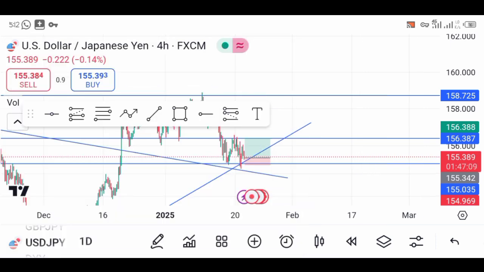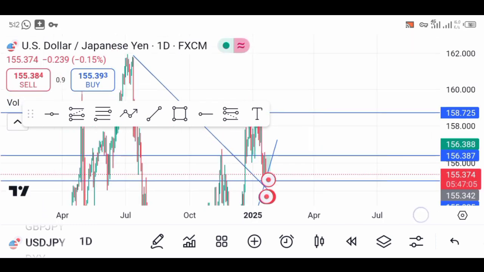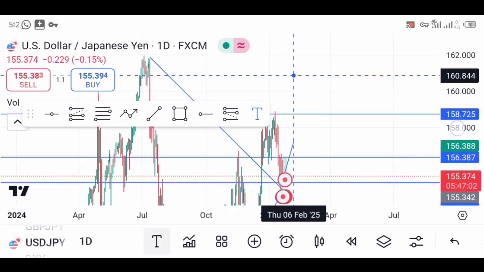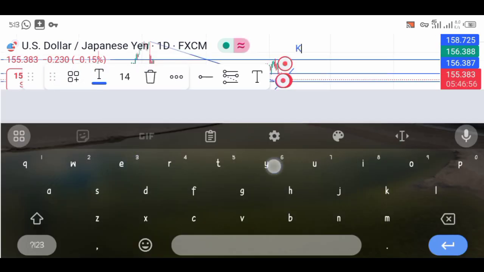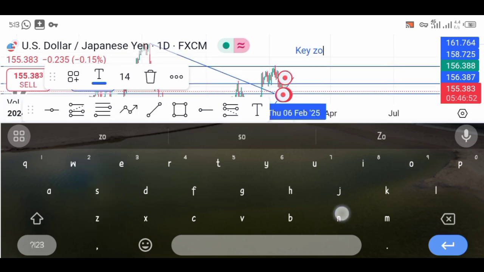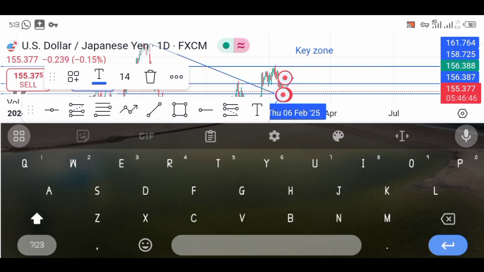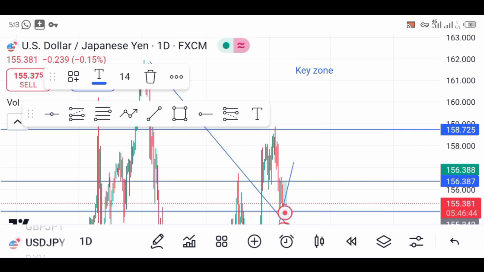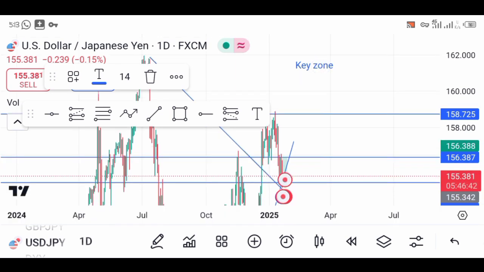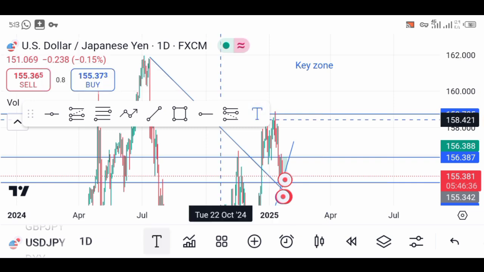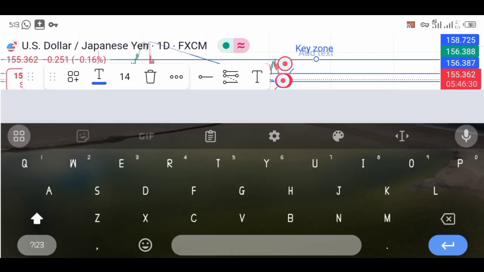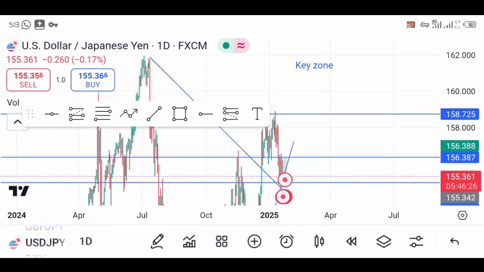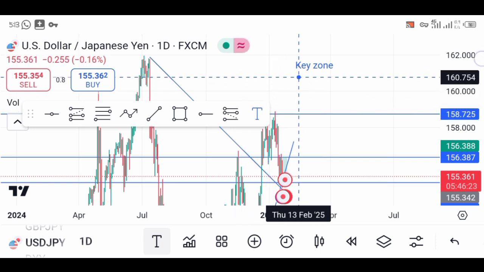So let me just tell you guys what made me take this trade. Let me write it down. Firstly, we have a key zone. Key zone. Next, we have the trend line.